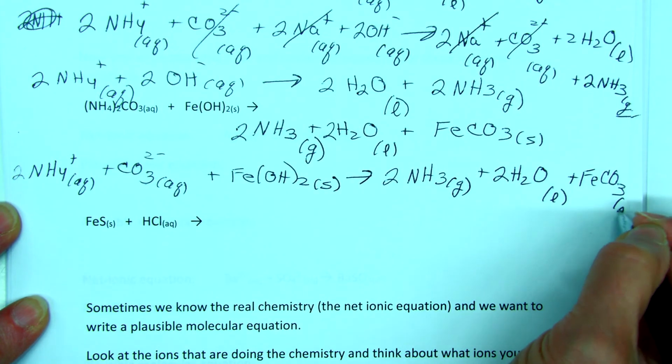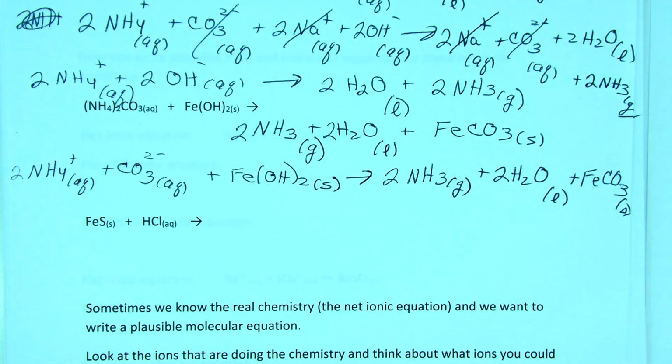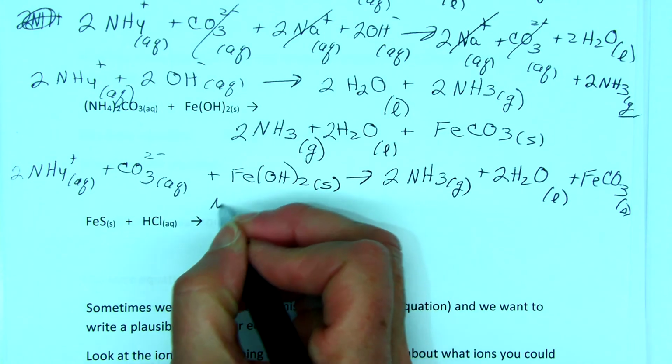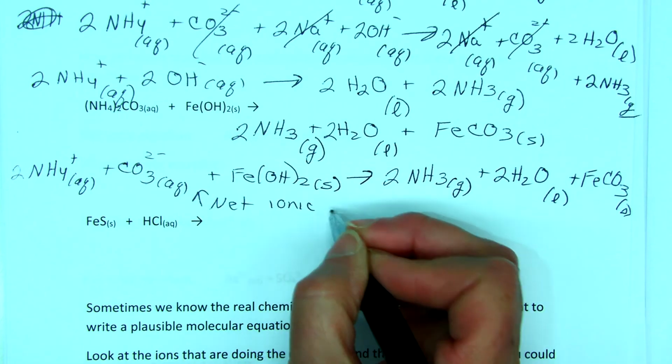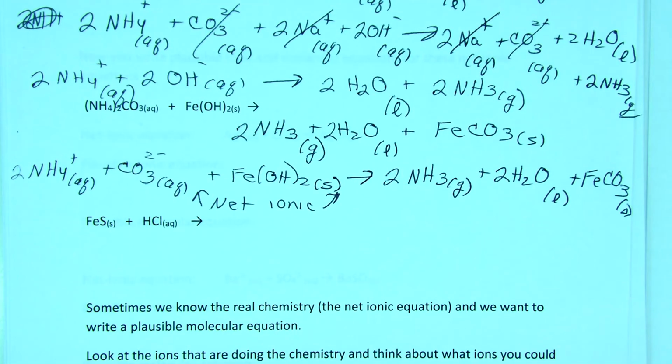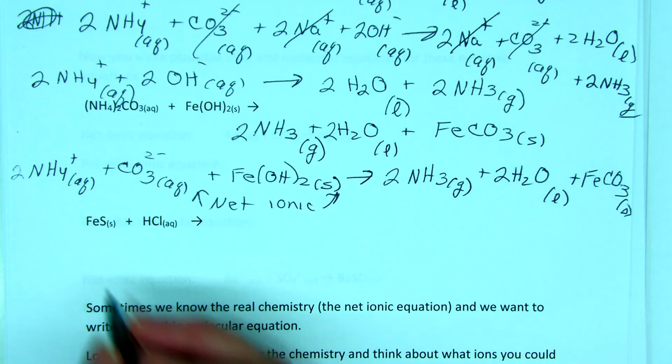Now, I got a triple header here. I got a gas, a weak electrolyte, and a solid. I had a lot of chemistry going on there. What can be canceled out from both sides? Nothing. So this is the net ionic also. So the ionic and the net ionic are the same. Okay, and let's look at the last one.